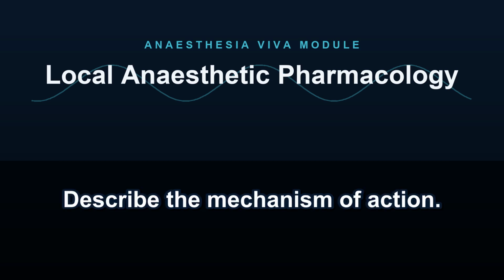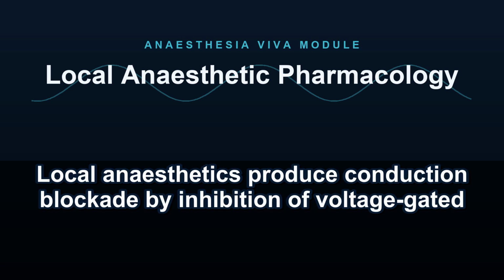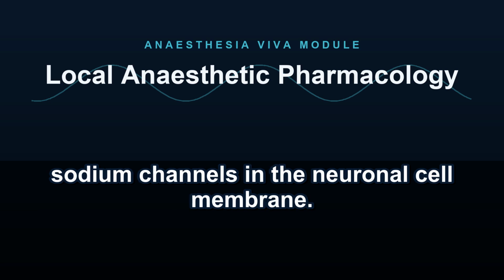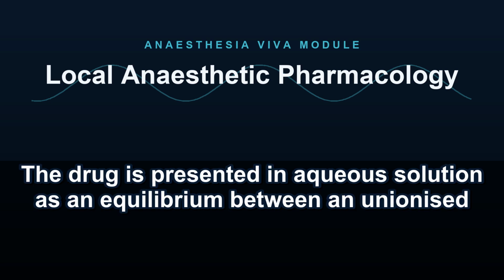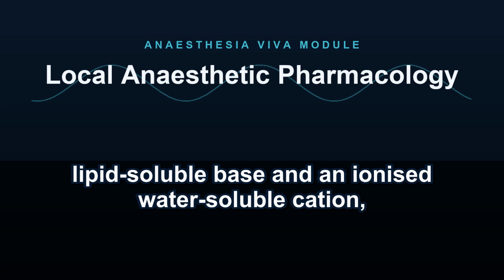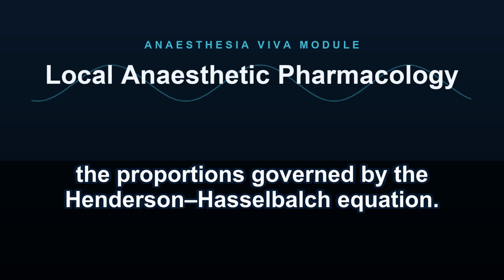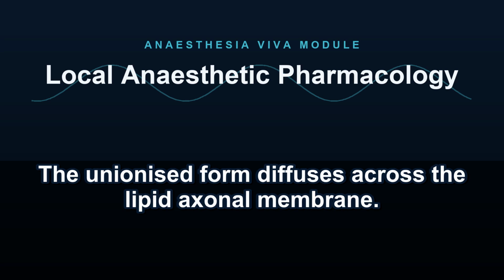Describe the mechanism of action. Local anesthetics produce conduction blockade by inhibition of voltage-gated sodium channels in the neuronal cell membrane. The drug is presented in aqueous solution as an equilibrium between an unionized lipid-soluble base and an ionized water-soluble cation, the proportions governed by the Henderson-Hasselbalch equation. The unionized form diffuses across the lipid axonal membrane.